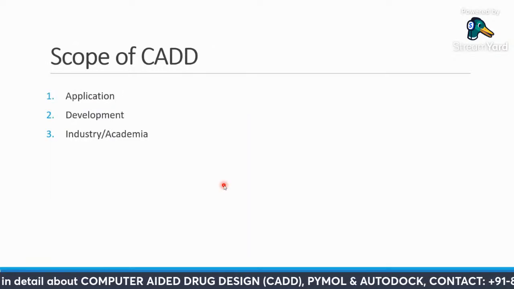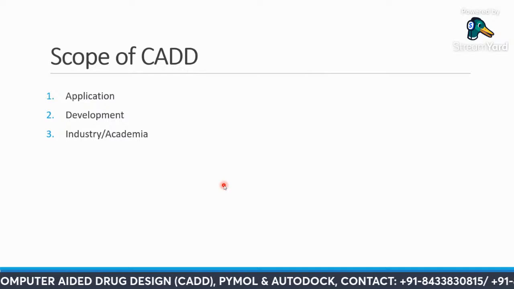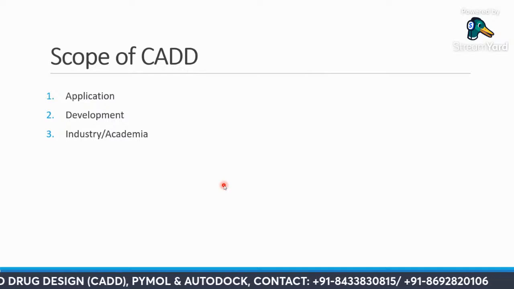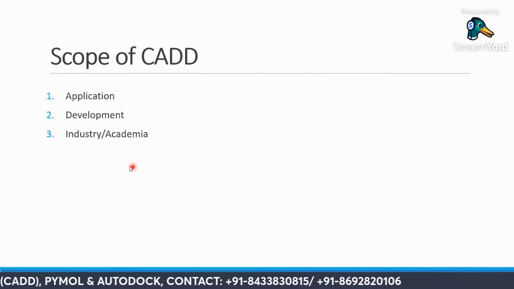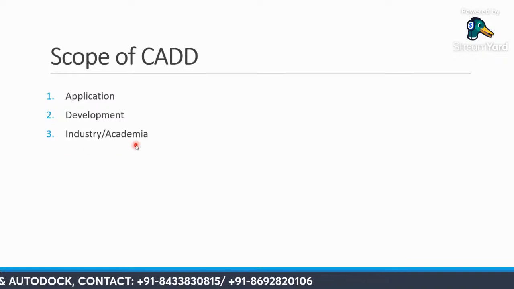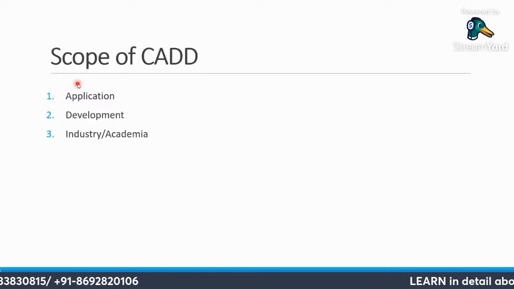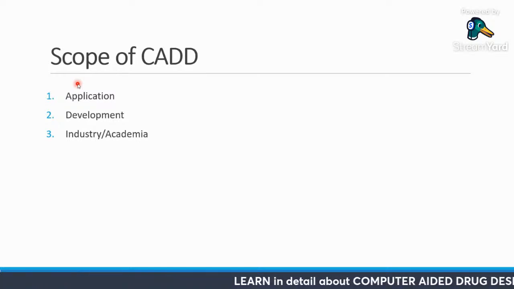Okay. So talking about the scope of computer-aided drug design, I'll be talking about its scope in industry and academia. Apart from that, there are two places where you can actually utilize CAD. One is the application part and one is the development part.